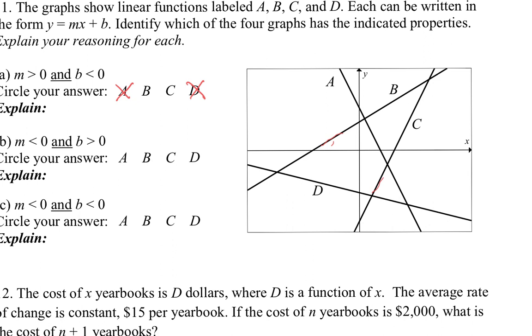Now for our b being less than 0, that means our y-intercept is less than 0. That means it has to start on the bottom half, right? Line B starts up here, that's on the top half, so it can't be B. C starts down here, that's the bottom half, so that means it must be C. Why? Slope is positive, and the intercept is negative.